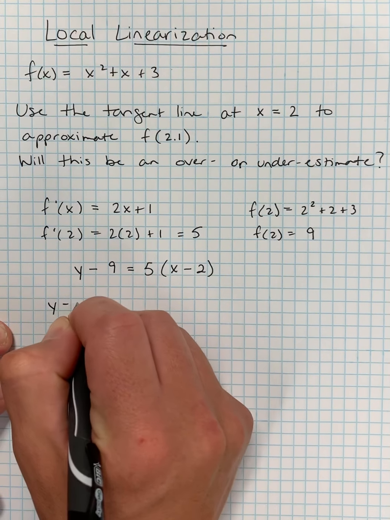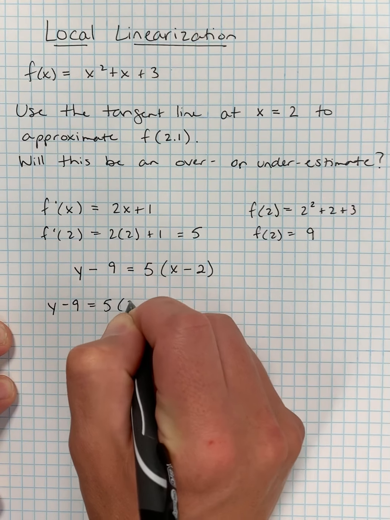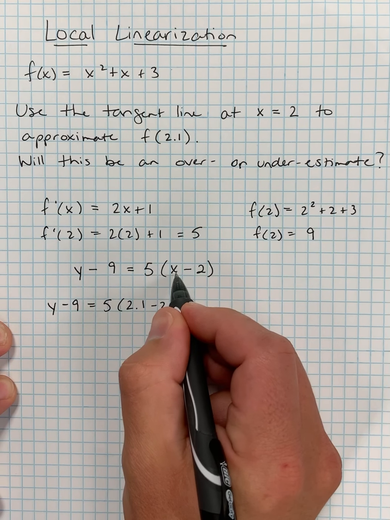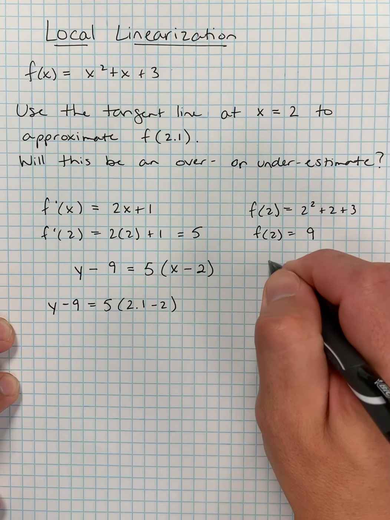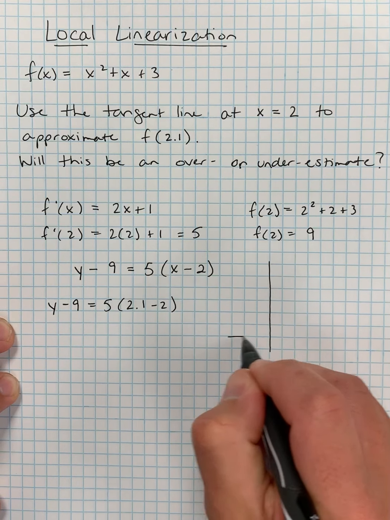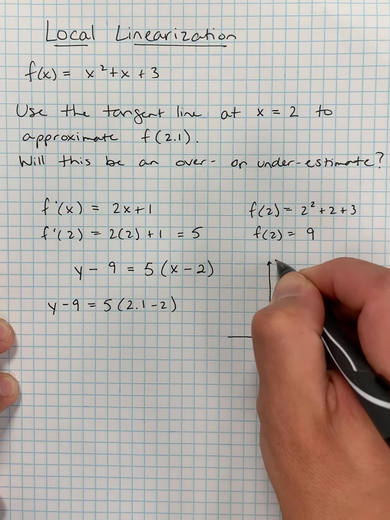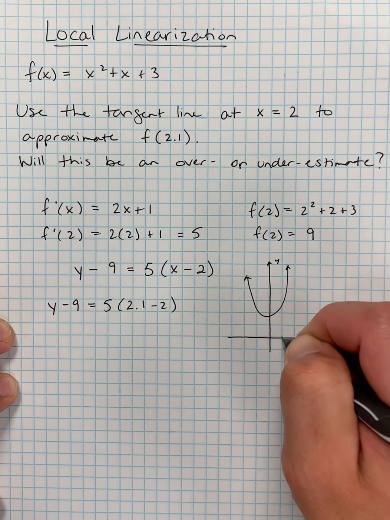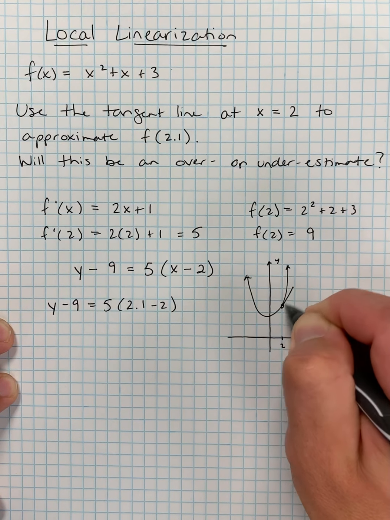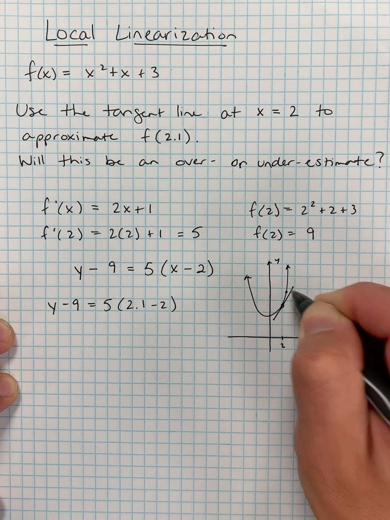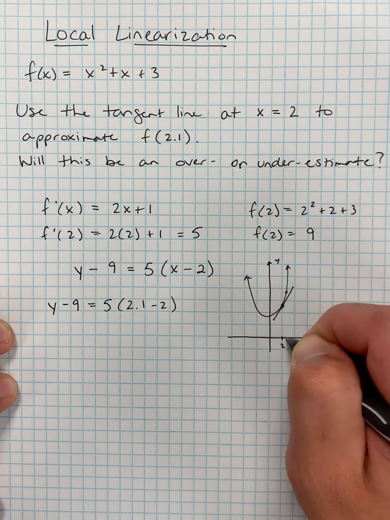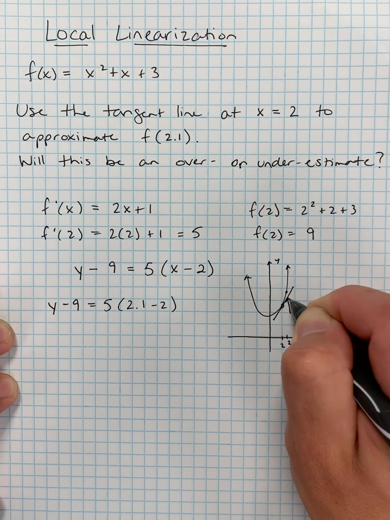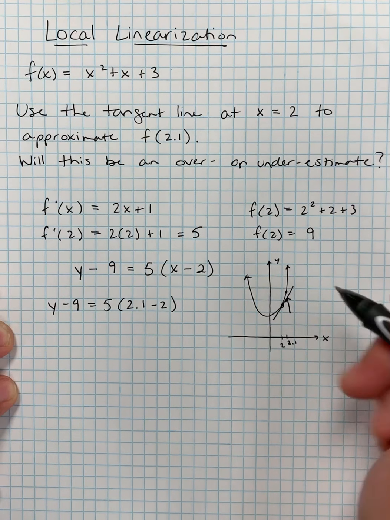All I need to do is y minus 9 equals 5 times 2.1 minus 2. Just putting this in here is going to help me approximate this. What's really happening is, for this particular curve, just x and y, whatever this looks like at 2, if we said that this is at 2, I have this tangent line. And I'd like to know, well, I don't know the output here at 2.1, so I'm going to use the output on my tangent line to approximate what that would be.